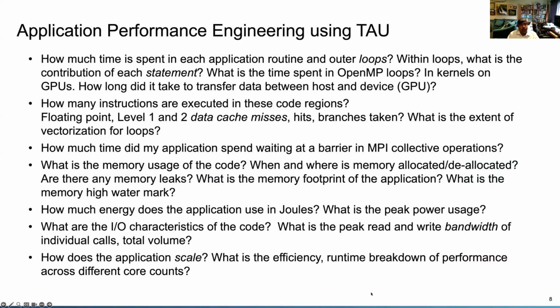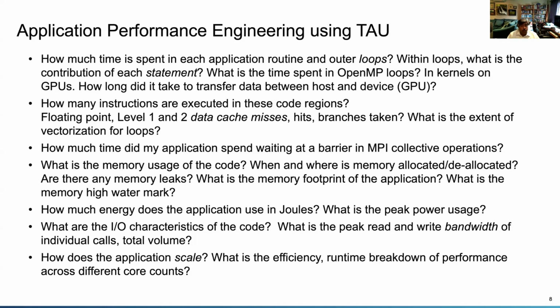In case you're wondering, what is it that TAU can show me? Well, it can show you how much time is being spent in different code regions. These could be routines, they could be outer loops. Even within the loop, you can see the time spent in each statement or the time spent in OpenMP loops, in kernels running on GPUs, and even data transfers between the host and device. And instead of time, you could measure hardware performance counter data, such as floating point instructions, data cache misses. You can measure the time spent in an MPI barrier within a collective operation. This will reveal the bottlenecks in your program.